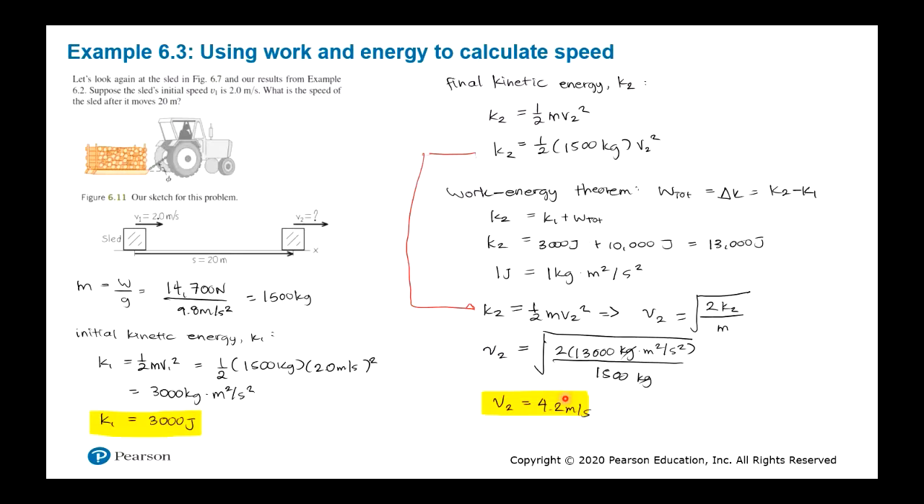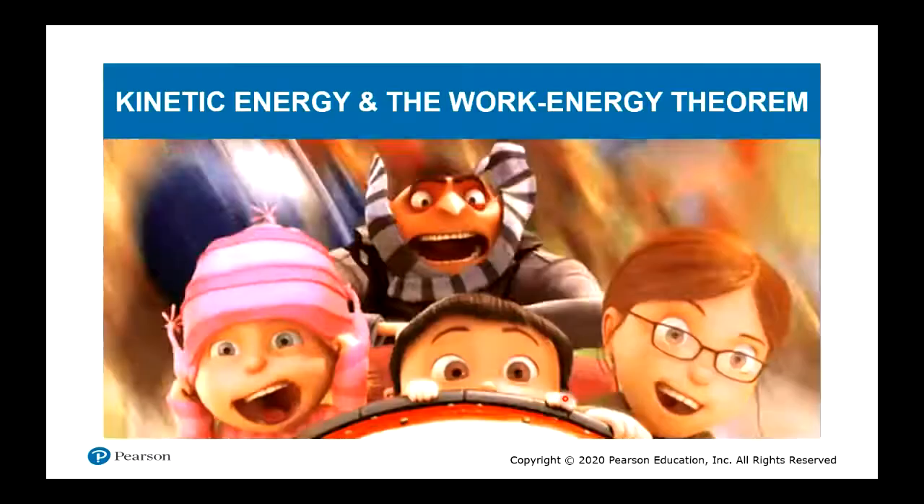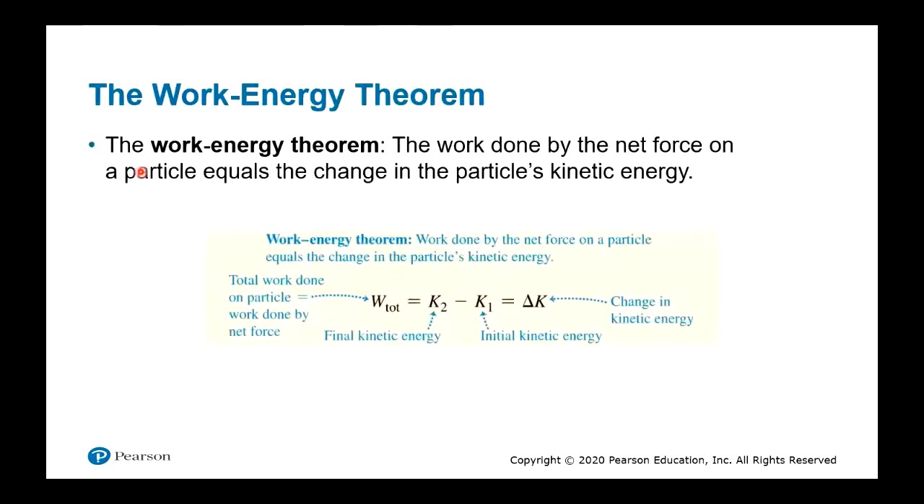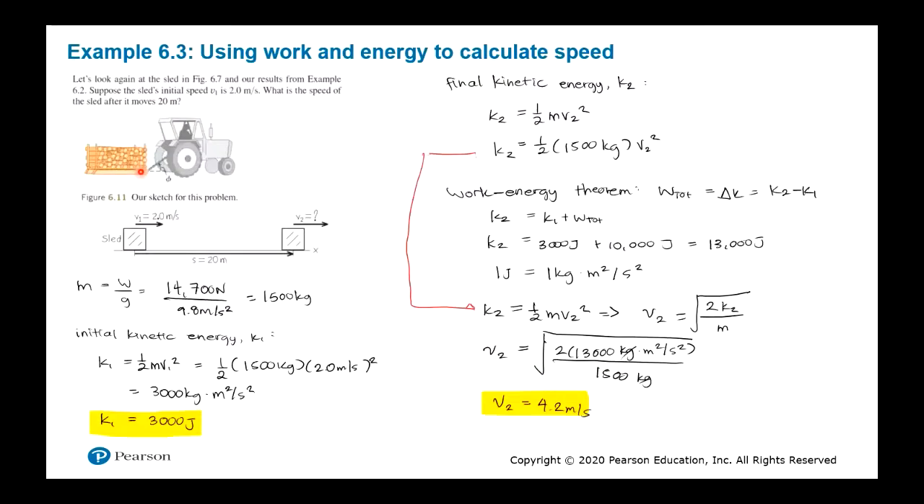Okay, so here we are given a weight. Let me go back to 6.2. We were given a total weight, so that is how we got 14,700 newtons over 9.8, because weight is equal to mg, and rearranging that equation, we get m equals w over g: 14,700 newtons over 9.8 meters per second squared. We know that 1 newton is kilogram meter per second squared. So you're left with kilogram as your unit, and your answer is 1,500 kilograms.